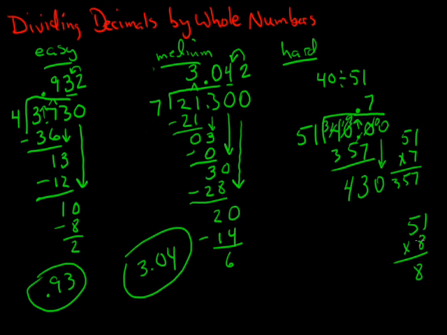8 times 1 is 8. 8 times 5 is 40. That's pretty close, so I'm going to write an 8. We get 408. Borrow from the 3, make it a 2. Make that a 10. 10 minus 8 is 2. 2 minus 0 is 2. And we still have a remainder. We've only gone to the hundredths place, so we need to add one more place holding 0.